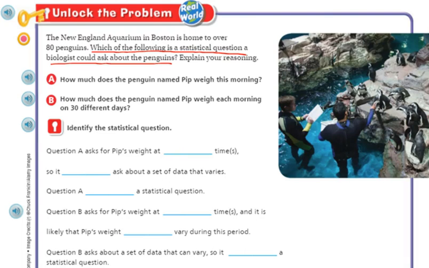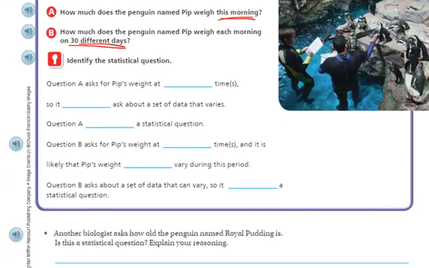Let's look at question A. Question A says, how much does the penguin named Pip weigh this morning? So think about it. Is there one answer to that or multiple answers for that? Part B here. How much does the penguin named Pip weigh each morning on 30 different days? So for question A here, we're focused on just one morning. Question B, we're focused on 30 different mornings. Let's brainstorm and then we'll come up with our reasoning as to what the statistical question is.